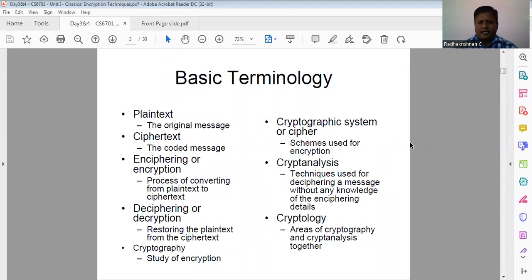Next, cryptanalysis. Cryptanalysis is the technique used for deciphering a message without any knowledge of the encryption details. Without knowing the encryption details, the process of converting the coded message into your original message is called cryptanalysis. Next, cryptology is the area of cryptography and cryptanalysis together. So cryptology is a combination of cryptography and cryptanalysis.